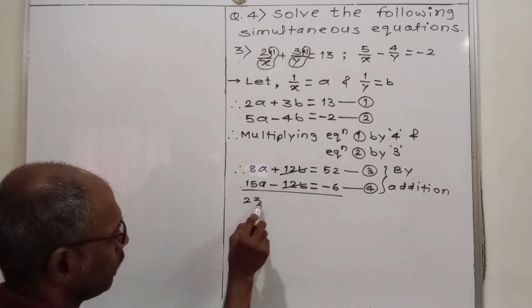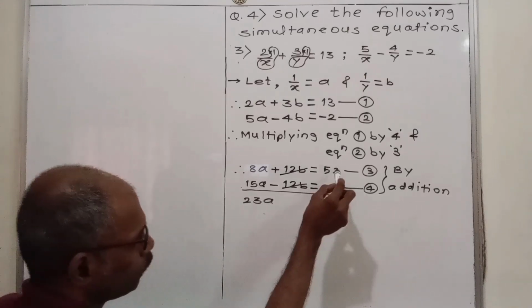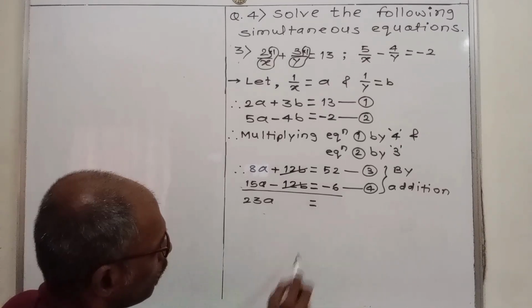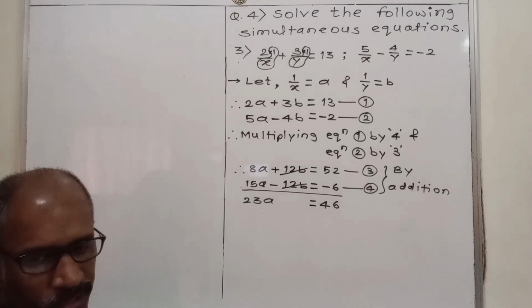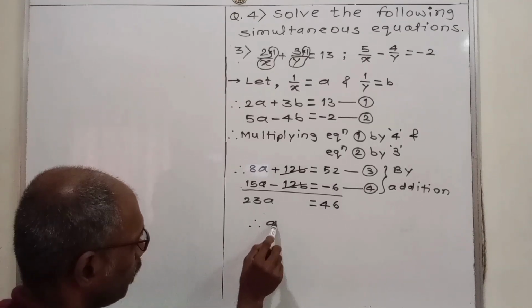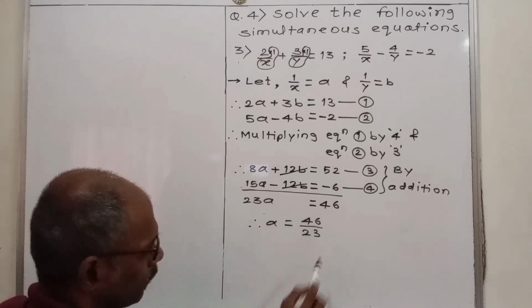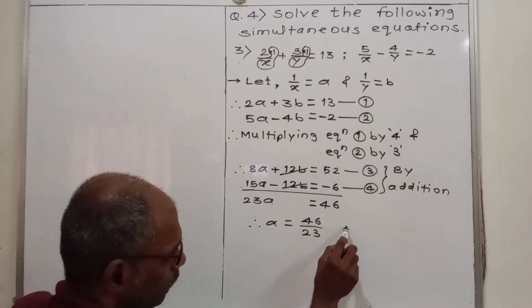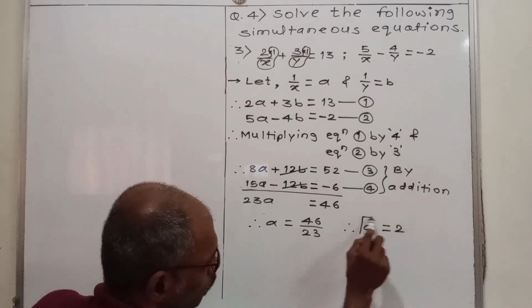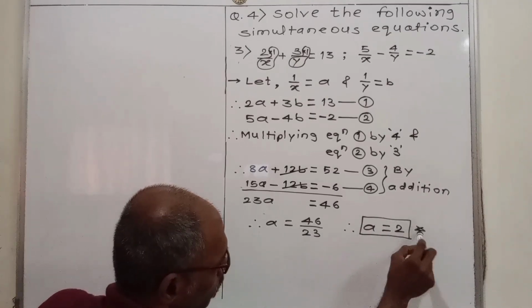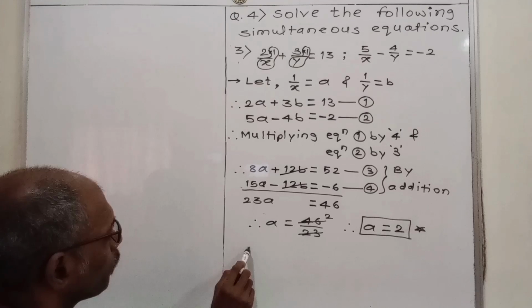Here 23a is equal to 46. Did you get it? Therefore a is equal to 46 upon 23. Therefore a is equal to 2. Did you get it? 23 2s are 46.